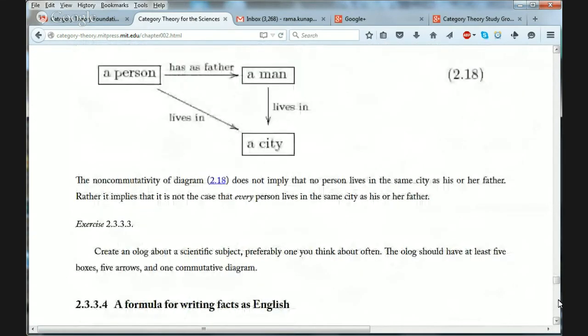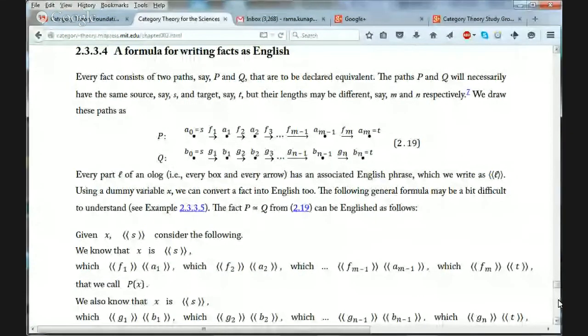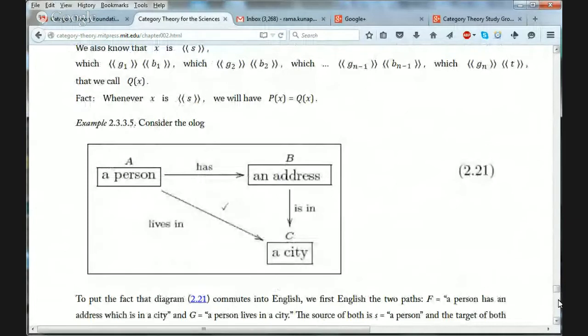Then he has a bunch of exercises, and he gave a formula for writing facts in English instead of just putting them in the C, for example. And there's more than his text out there. His examples are very illustrative of how he wants to do it.